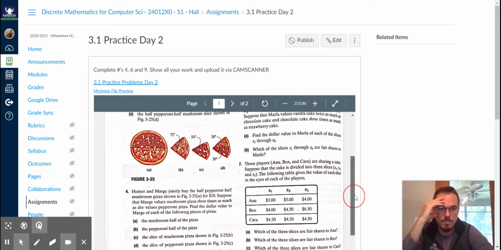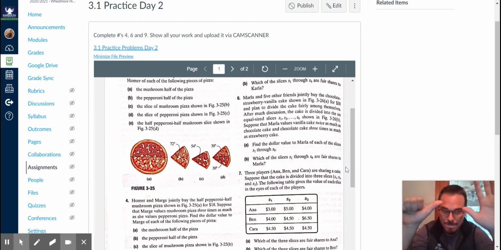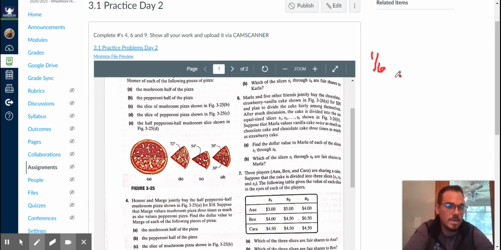Number 6, let me wipe clean the screen. It says that Marla and 5 other friends jointly buy chocolate, strawberry, vanilla cake. 3 flavors, keep that in mind. Also keep in mind that Marla and 5 other friends are 6 people. They bought it for $30 and plan to divide the cake fairly among themselves. Fair share of this would be 1/6. Hopefully you understand fair share is 1/6 because that is 1 out of the 6 people.